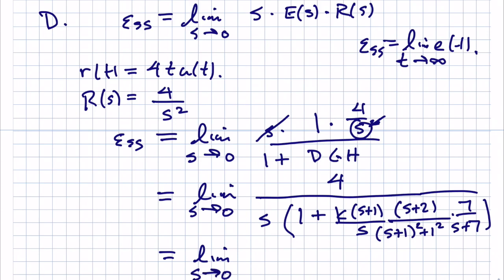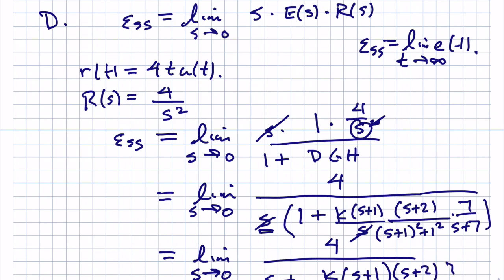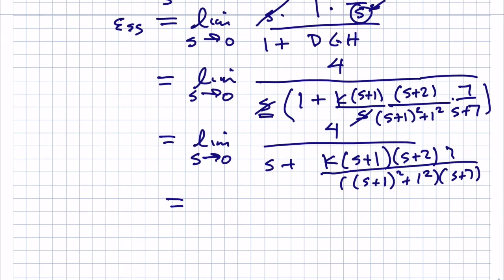Okay, so I do think I need to distribute the s across, because what happens is I get a 4 on the top. When I distribute the s across, that would be s plus, and then this s gets canceled. So this would be K, s plus 1, s plus 2, 7, and then the rest of this, (s plus 1) squared plus 1 squared, and s plus 7. Well, at this point, I can plug in 0. I don't have to do any more algebra. When I plug in 0, this term becomes 0, that's a 0, that's a 0.